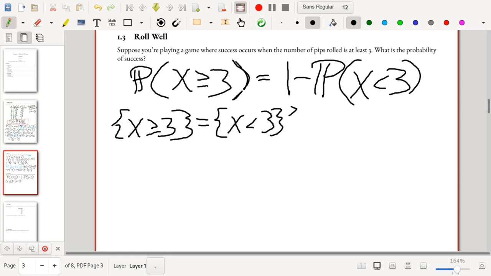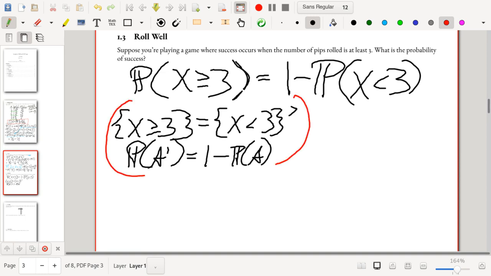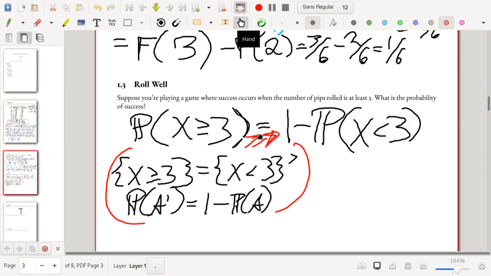So we can then use the rule that says that the probability of A complement is equal to 1 minus the probability of A. Okay? So these two facts together imply the statement above. Right? So in general, this is in fact true in general.